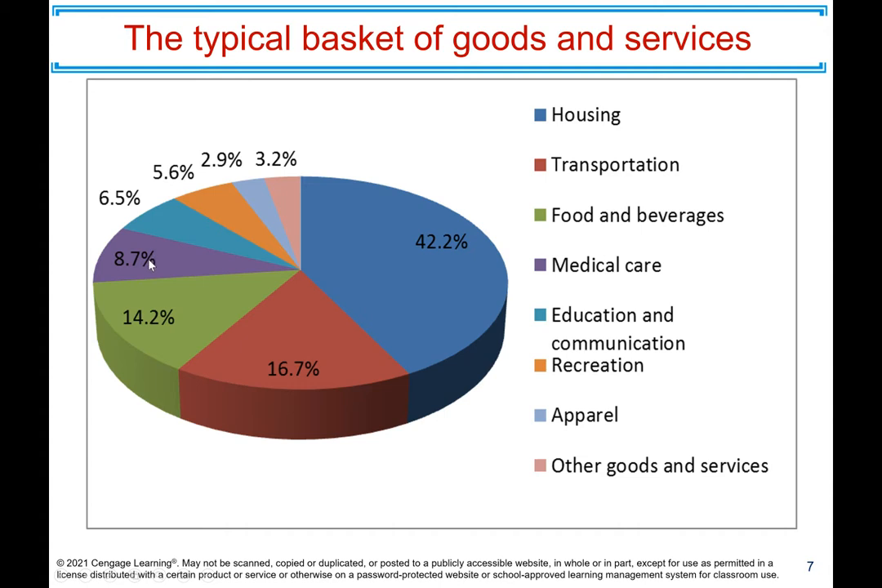Then medical care, 8.7%. Then education, 6.5%. Then recreation, 5.6%. And then apparel, 2.9%. Then others, 3.2%. Now you know what is in the basket that is consumed by a typical urban middle class.